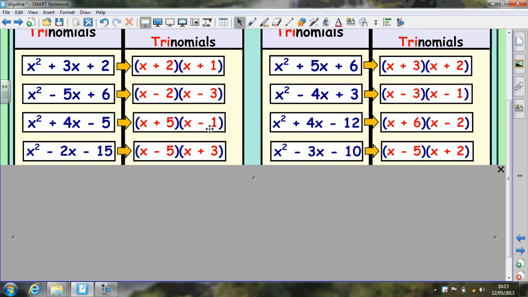So that was an introduction to this. In the next lesson we'll look at actually how to calculate the values in the brackets.